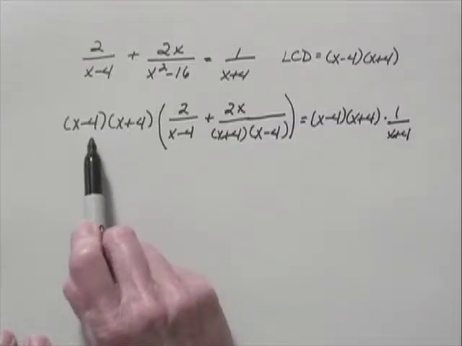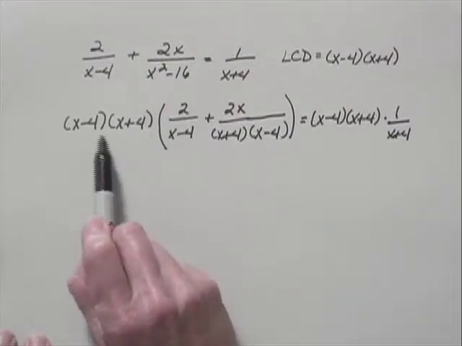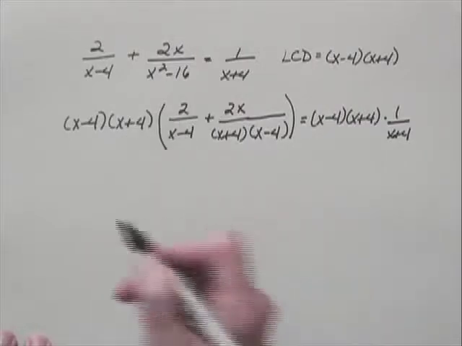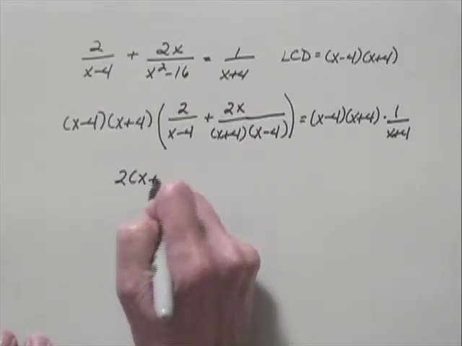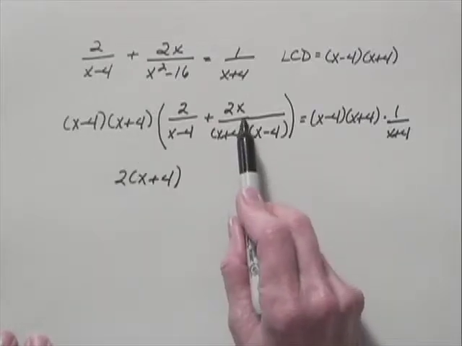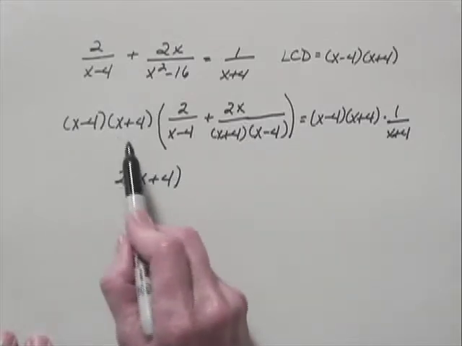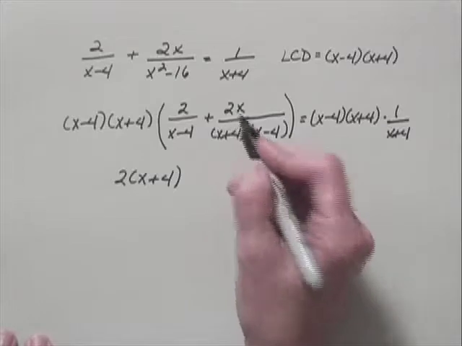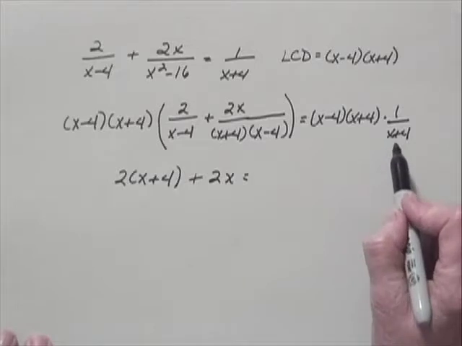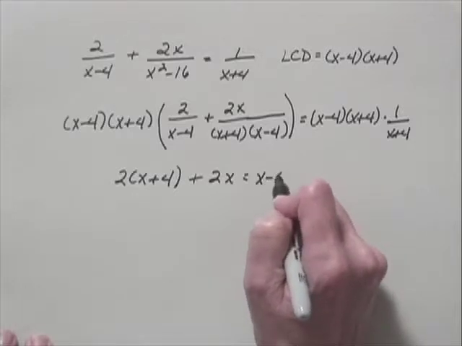Now when I multiply x minus 4 times x plus 4 and 2 over x minus 4, I have x minus 4 in the numerator and in the denominator, so that simplifies to 1. So I'm left with 2 times x plus 4. When I do this multiplication, x minus 4 times x plus 4 times 2x over x plus 4 times x minus 4, I have each of these factors in the numerator and in the denominator. So when I do that multiplication, what I have left is 2x. And here I have a factor of x plus 4 in the numerator and in the denominator, which leaves me on the right-hand side x minus 4.